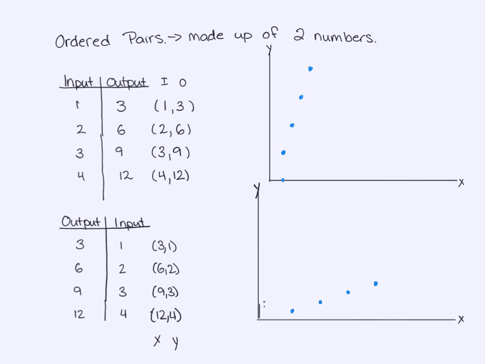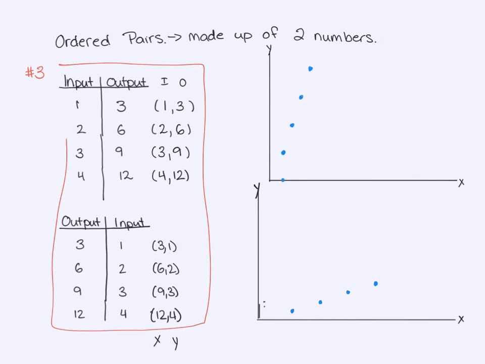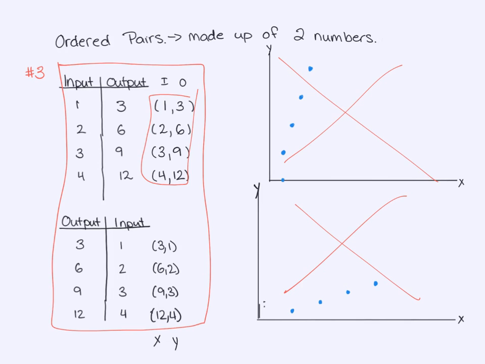So for question number 3, all you are doing is taking an input-output table and turning it into ordered pairs. So you're filling in this part. You will not need to do any graphing for this lesson.